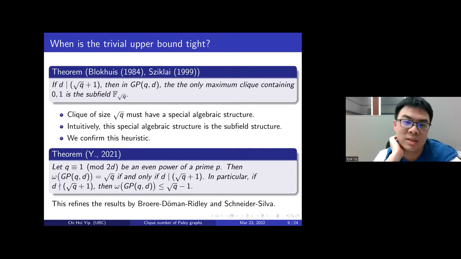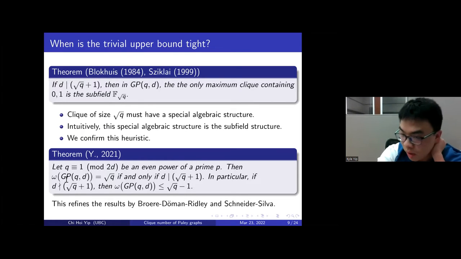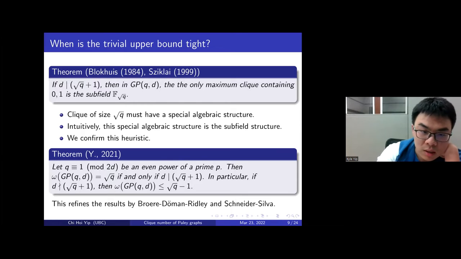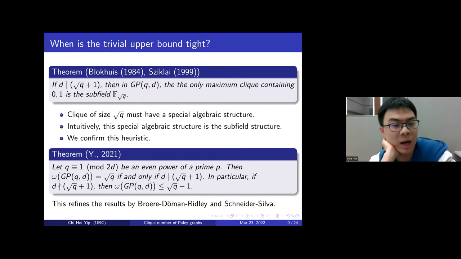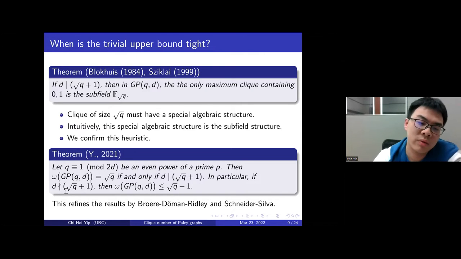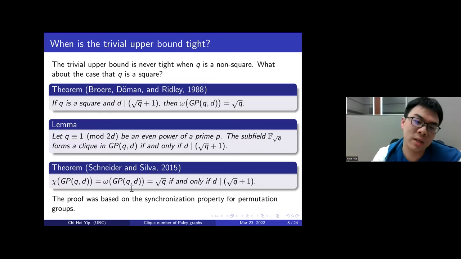So in other words, it's natural to conjecture that the clique number is given by root Q if and only if the subfield forms a clique. Actually we can confirm this conjecture. So that's one of my main results in this talk. Basically I show that the clique number of GPQD is equal to square root Q if and only if D divides root Q plus one. So this gives a necessary and sufficient condition for the upper bound to be tight. So in other words, if D does not divide square root Q plus one, then we can improve the upper bound by one. Of course, this result refines the result in this slide. Basically I show that it's unnecessary to consider the chromatic number.